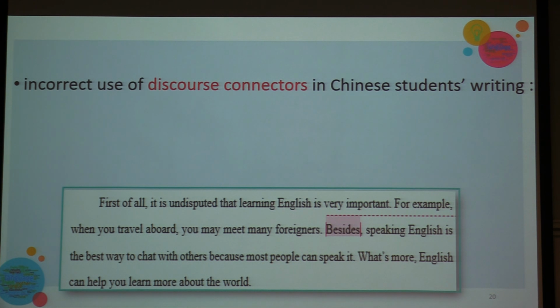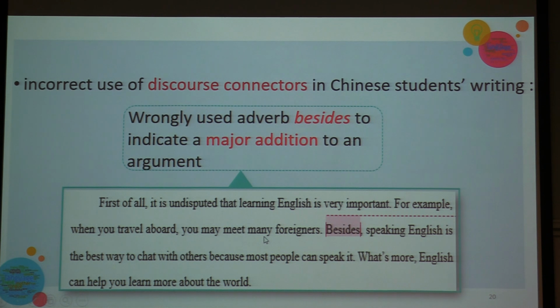Do you know the meaning of "besides"? Well, here actually "besides" is wrongly used to indicate a major addition to the argument. "Besides" actually, I think, is a word overused by many Chinese English writers. They use "besides" all the time. But actually in this case, a more appropriate one should be "in addition" or "furthermore" to signal a major addition rather than a minor addition. So usually "besides" you use towards the end, right? Not immediately after the topic sentence, right? Okay? Right.